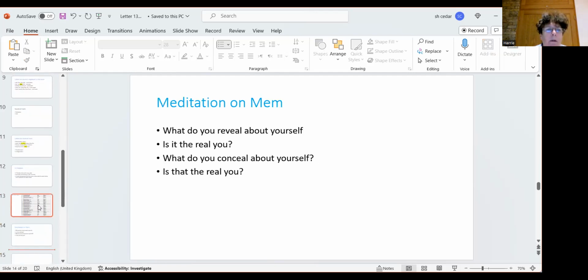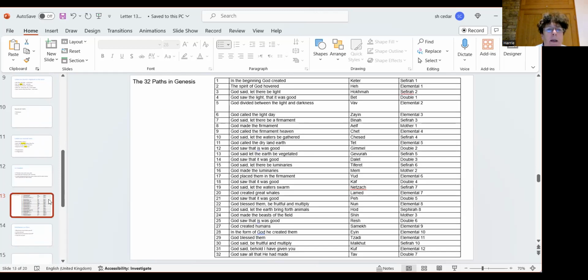Sorry, nope, go back one. For some reason it doesn't want to show. Here we go. I made a chart of all the sentences that come up in these first 32 sentences of creation, and 16th is mem.